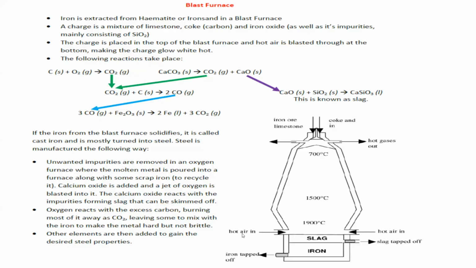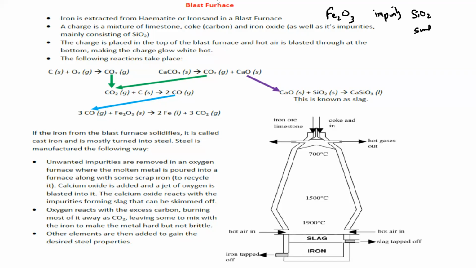So, extraction of the iron: how do we extract the iron? We extract the iron in the blast furnace. And what is the ore of the iron? The ore of the iron is called hematite. Hematite is basically iron oxide, Fe2O3, or iron(III) oxide, but it also contains an impurity which is sand. Sand means silicon oxide.